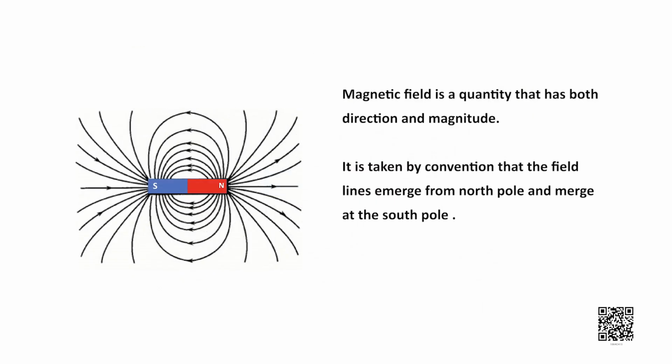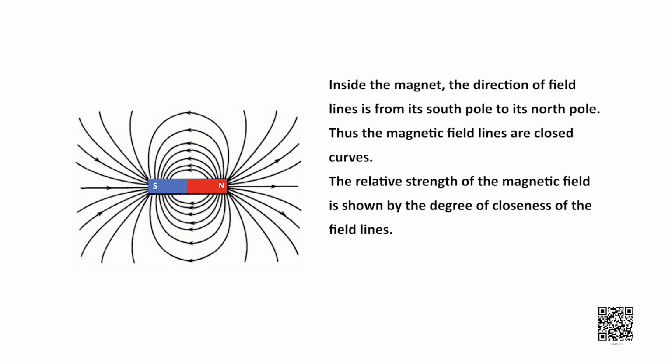Magnetic field is a quantity that has both direction and magnitude. It is taken by convention that the magnetic field lines emerge from the north pole and merge at the south pole. Inside the magnet, the direction of the field lines is from south pole to its north pole. Thus, magnetic field lines are closed curves.